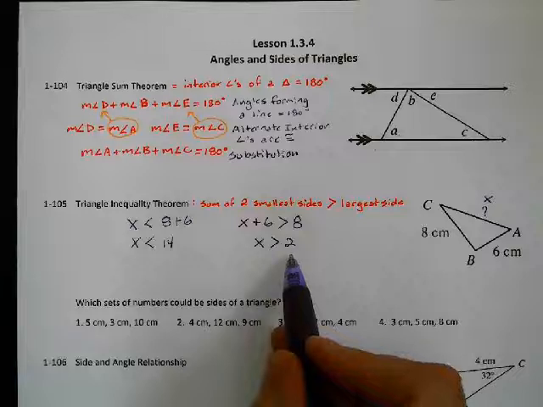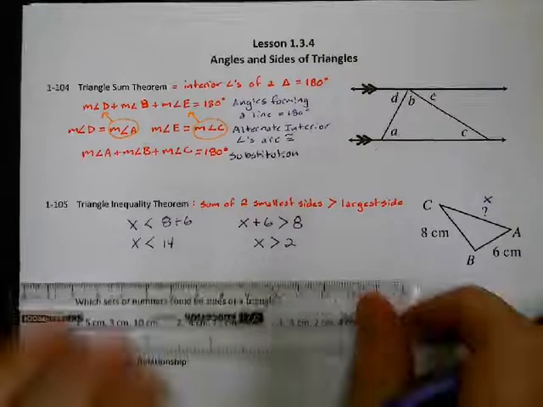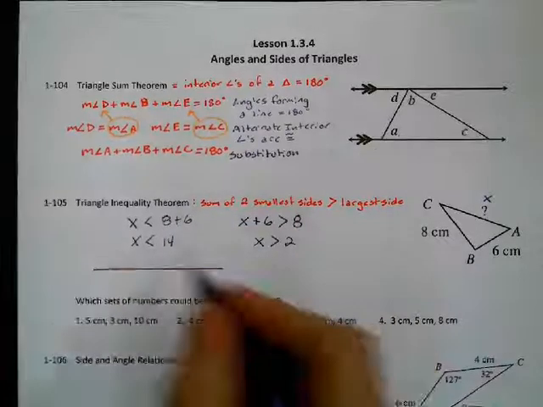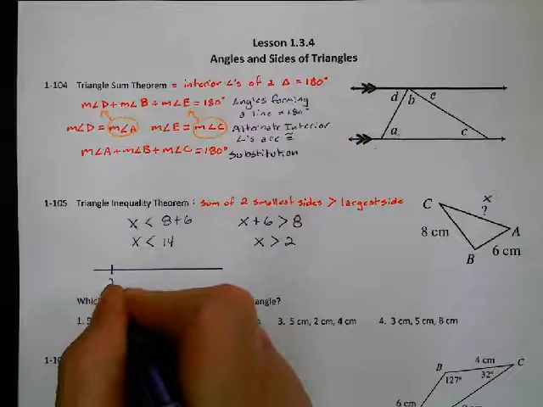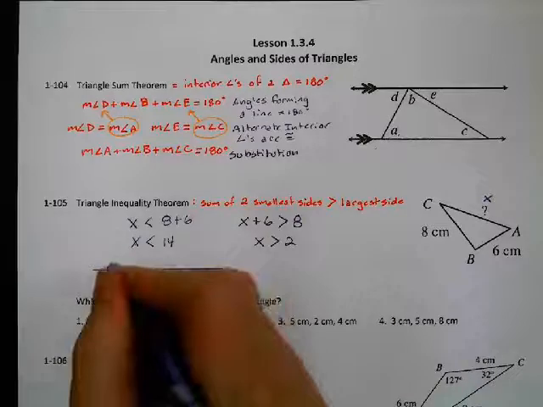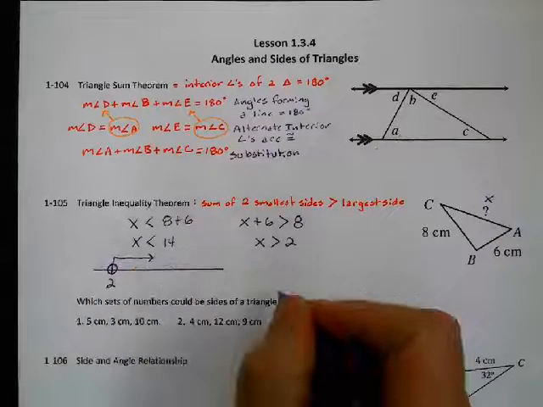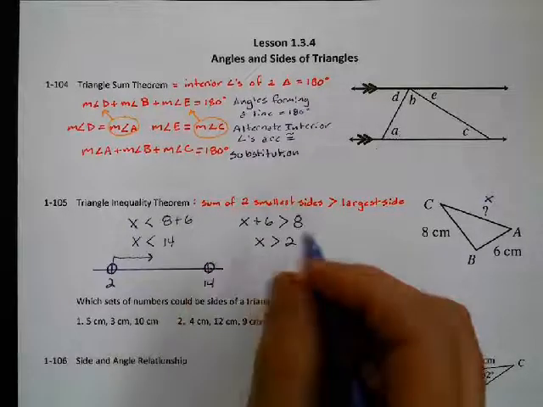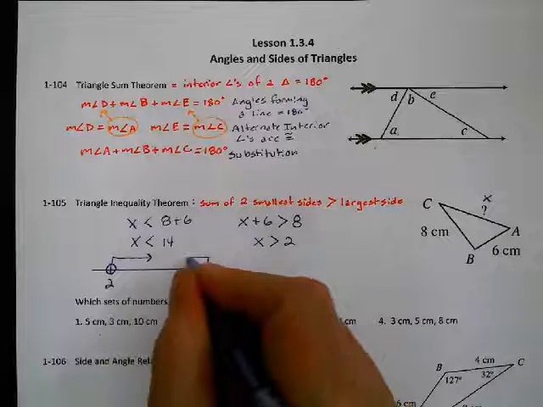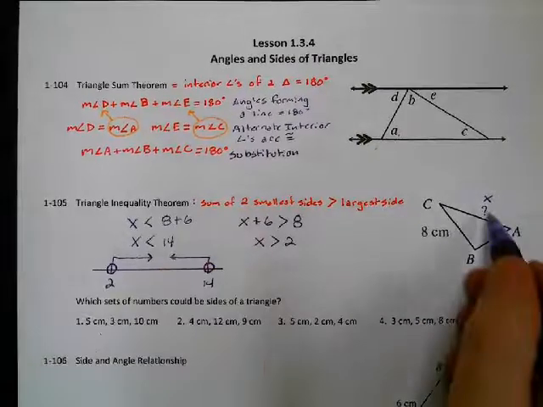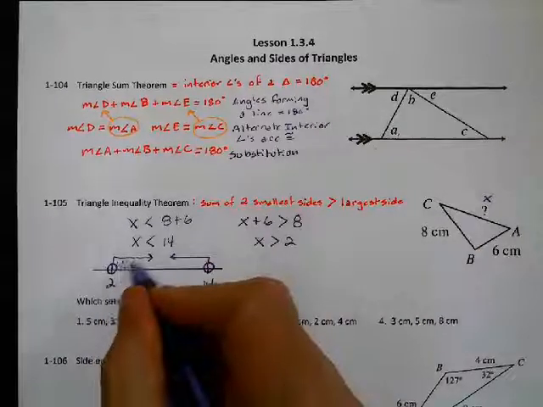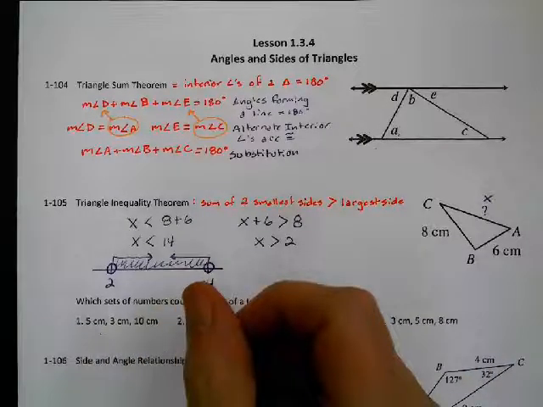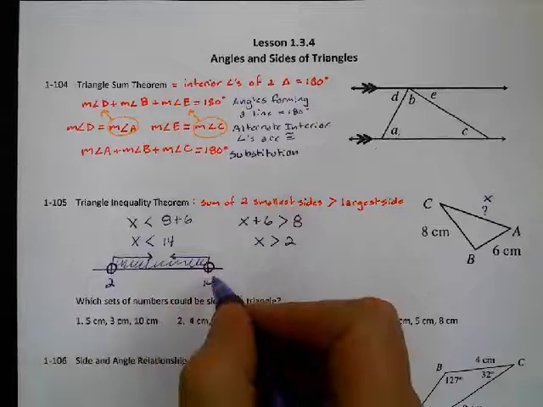So if I'm looking at a number line with my solutions in it, I've got 2 over here. We can't be equal to 2. We have to be bigger than 2, so that's this direction. On the other side of the number line, I've got 14. And on this one, we can't be bigger than that one. We have to be smaller than that one. So what are the possible values for x? It's everything in between 2 and 14. Any of those numbers would work, not including 2, not including 14.